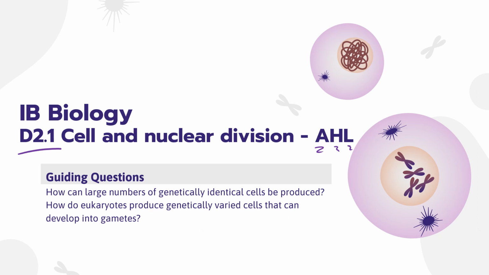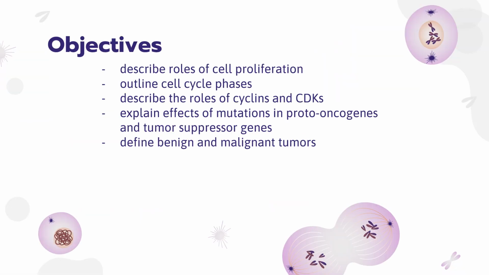Our guiding questions continue to be: how can large numbers of genetically identical cells be produced, and how do eukaryotes produce genetically varied cells that can develop into gametes? We're doing quite a bit less of meiosis today. We are focusing mostly on mitosis and those genetically identical cells.